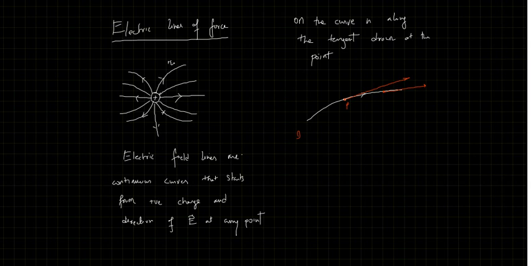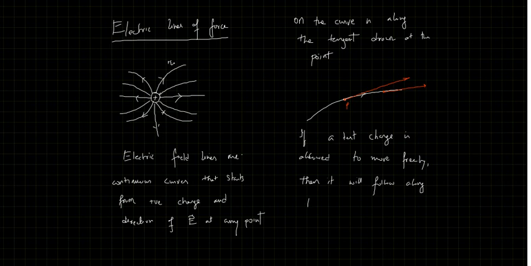If a test charge is allowed to move freely, then it will trace along this path, or it will follow along this path, or it will move along this path.